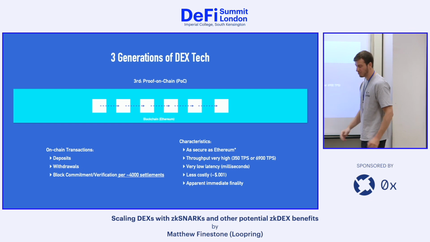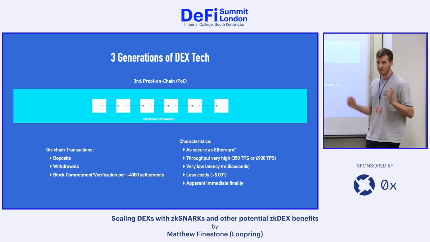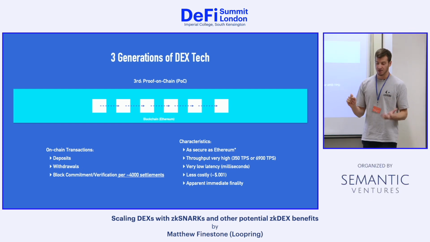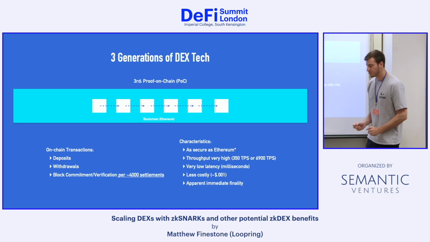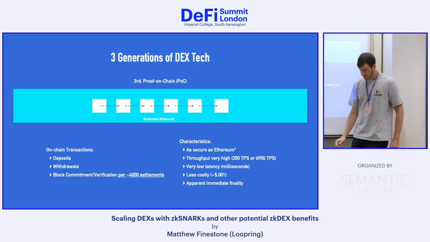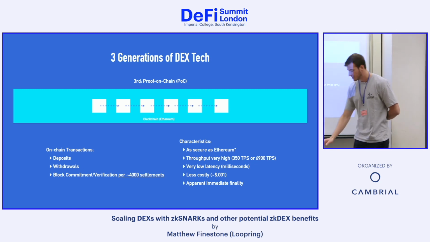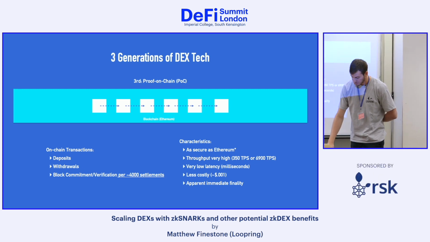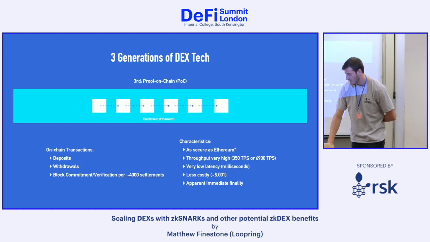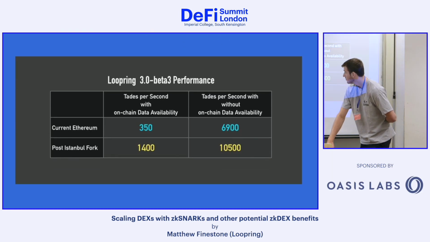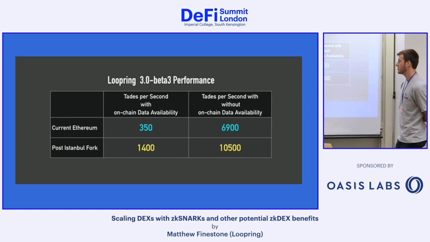And we have what we call apparent immediate finality, meaning the DEX could update its state on the click of a button, like we're used to on Coinbase and Binance. So these are the characteristics of what makes a Loopring v3 DEX or a zk rollup DEX. And so here are the numbers.